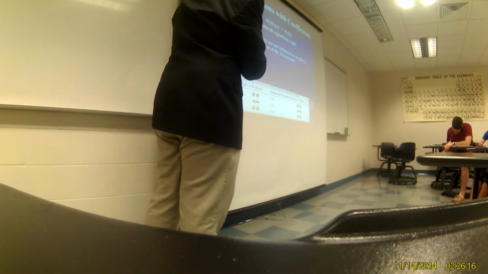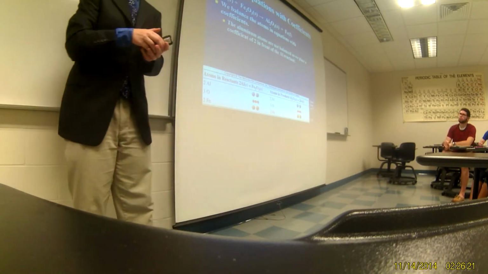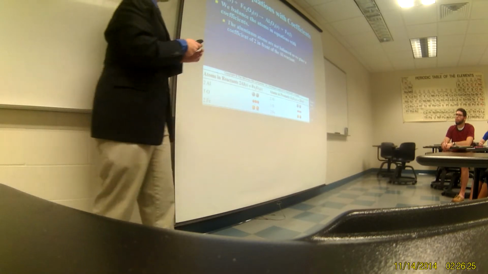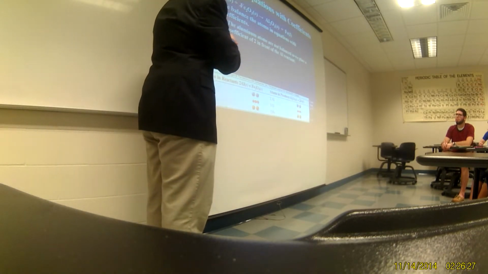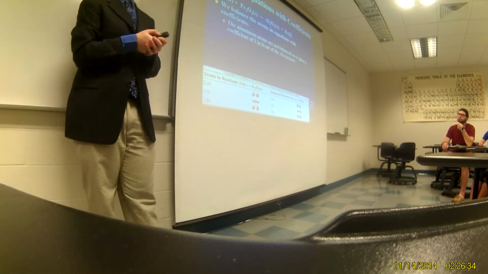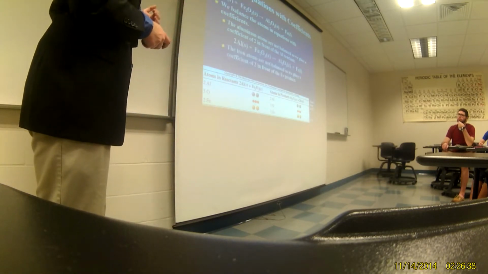Coefficients go in front, and when you put a coefficient, it's going to multiply by everything in that molecule. So if we put a 2 here, we're going to go from 2 irons to 4, and from 3 oxygens to 6. That coefficient applies to everything in that molecule.